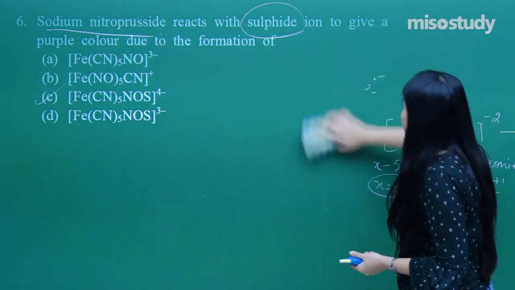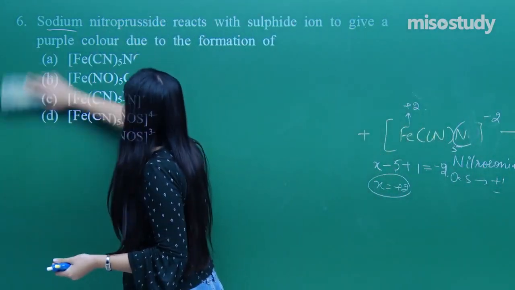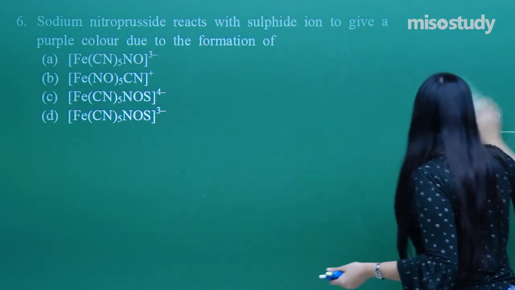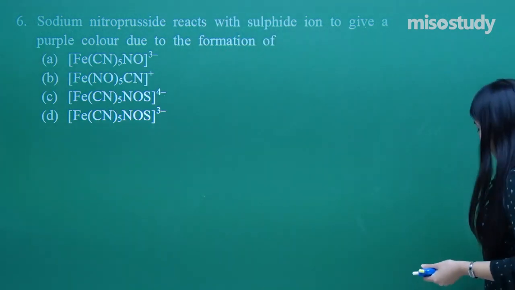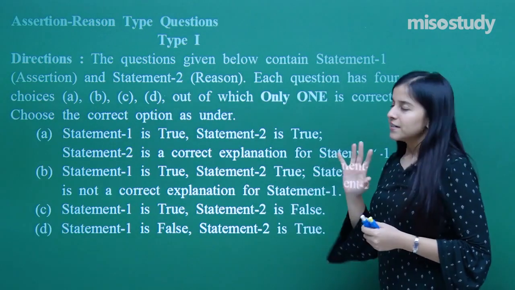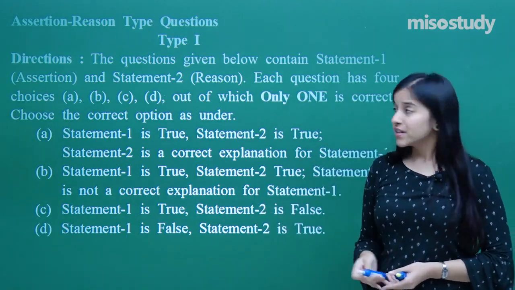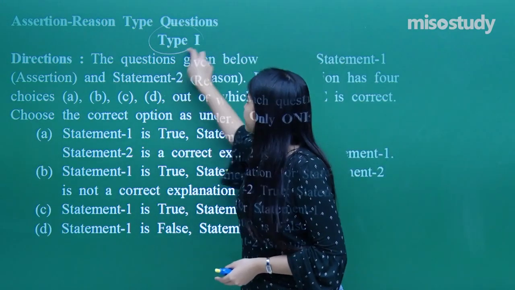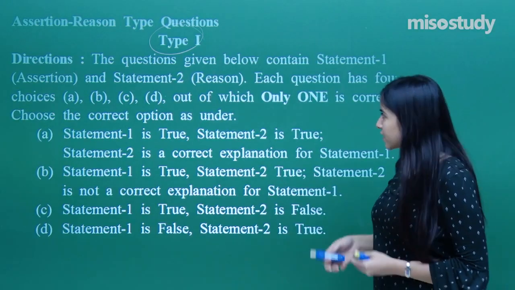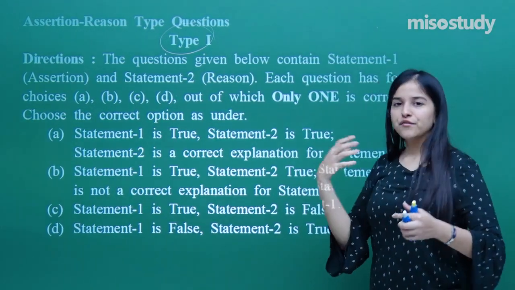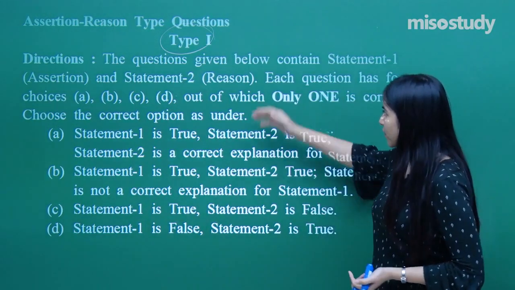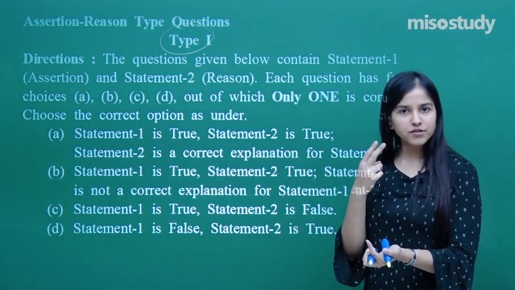Now, let us move on to the very next question, the 7th one, right? We are through with the comprehension type passage. Now comes the turn for the assertion reason, type 1. What does type 1 say? The directions are, we have given the statement 1 and the statement 2. The one is the assertion, the other is the reason.